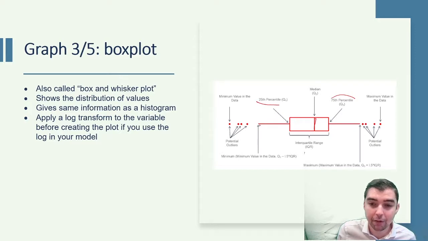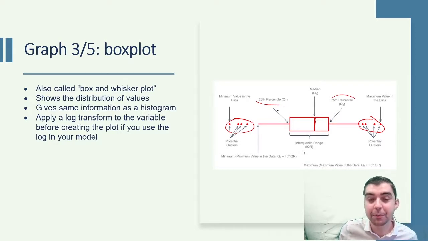Then these whiskers here show you the Q1 minus or Q3 plus 1.5 times the interquartile range. And then these points along the outside are outliers, or values that are outside of this range. A box plot shows you the same information that you see from a histogram, except it will also give you specific measurements of the median and so forth.